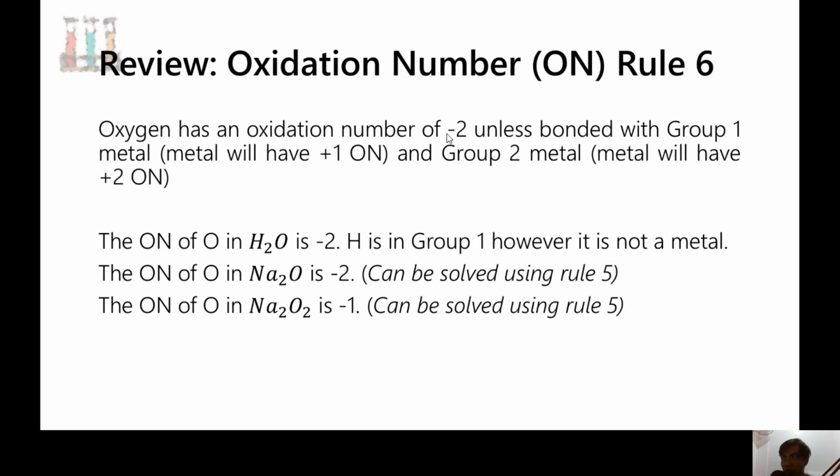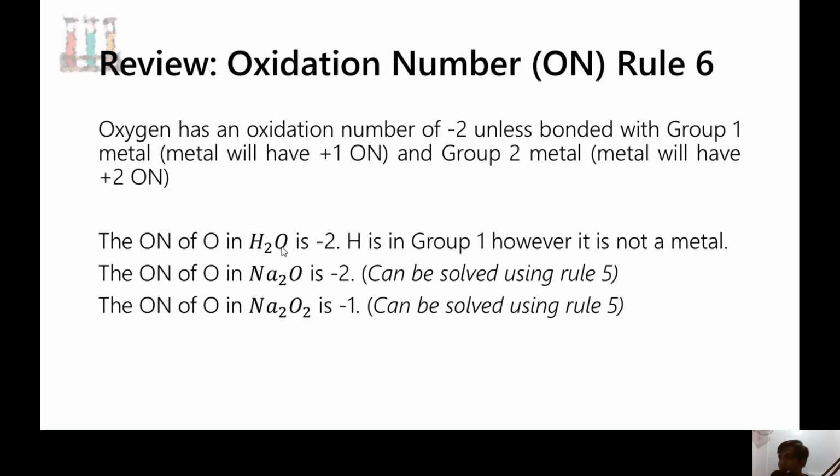Oxygen has an oxidation number of -2 unless bonded with group 1 and group 2 metals. So if it is paired with all other metals in the periodic table, transition metals, inner transition metals, group 3, group 4, group 5, group 6, and so on, as long as it is paired with other atoms except group 1 and group 2, it is always -2 in charge. However, if it is paired with group 1 or group 2 metals, the charge is variable. The charge can change.